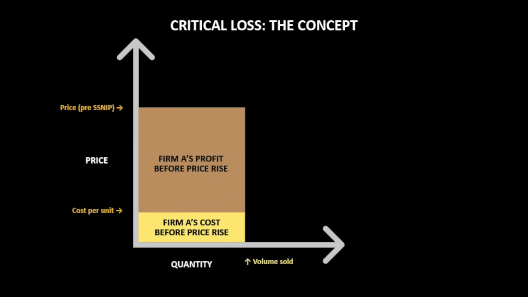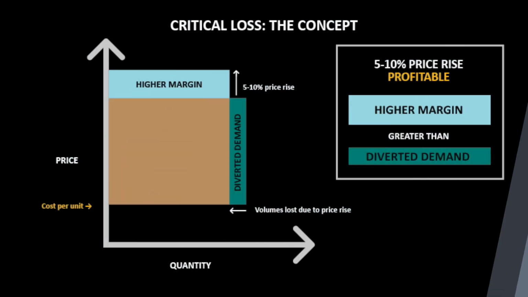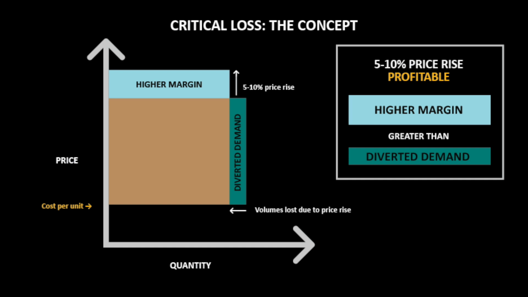I'm now going to talk about the concept of critical loss. On the diagram, you see price on the vertical axis and quantity on the horizontal axis. A hypothetical firm, firm A, has profits which are shown by the brown box. These profits are the price less the cost per unit multiplied by the volume sold. When prices go up by 5 or 10%, firm A will lose some volumes. The amount lost is shown by the diverted demand. That leads to a loss in profit, which is the lost volumes multiplied by the margin that was generated on those volumes. So that's the amount of profit lost as a result of prices going up.